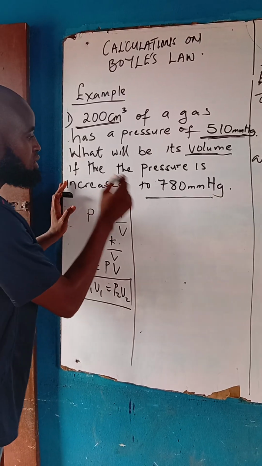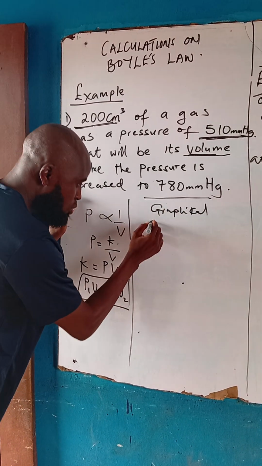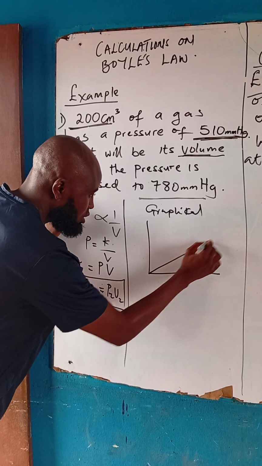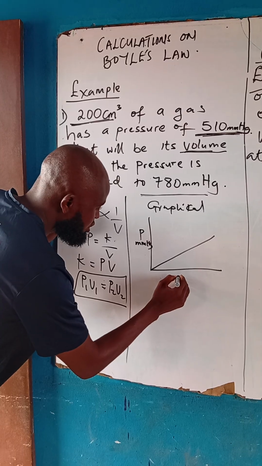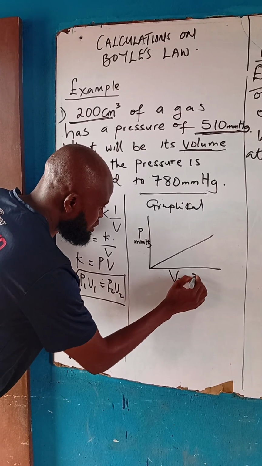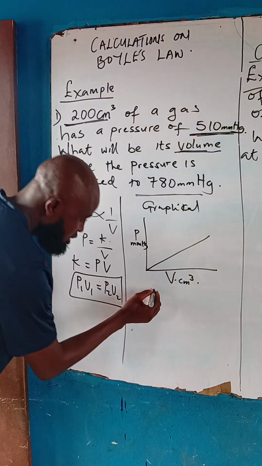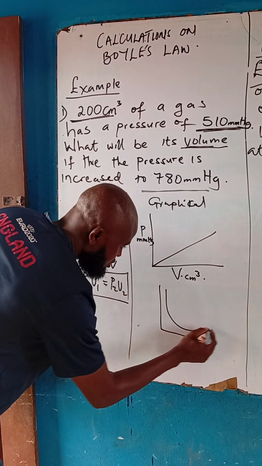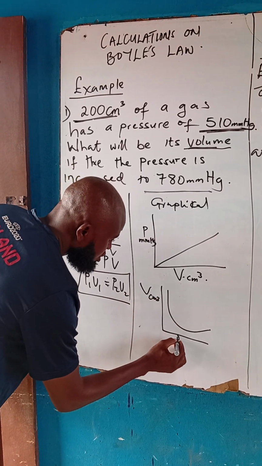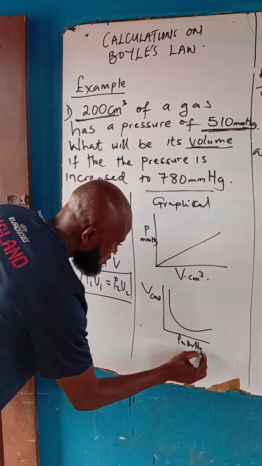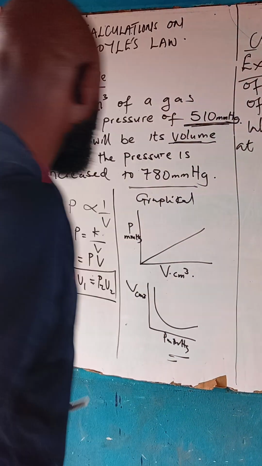Before I go, let me put this one too: the graphical representation of Boyle's law. We have done that one before. Boyle's law can be represented with P in millimeter mercury and V in centimeter cube. Please take note. Are you with me now? And it can also be like this, with centimeter cube and millimeter mercury. Are you with me now? So that is that about that.